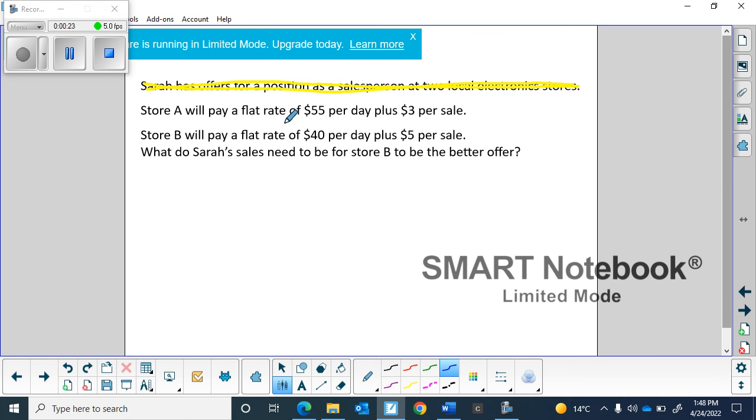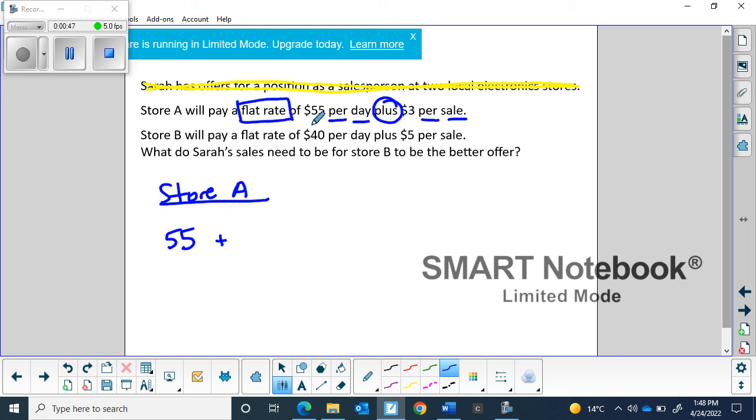Store A will pay a flat rate. The word flat rate means it's not affected by anything else. So say store A is paying me $55 a day, no matter what. Plus, that just tells us what symbol we're doing, it's a keyword, $3 per sale. Now we have $55 per day and we have $3 per sale.